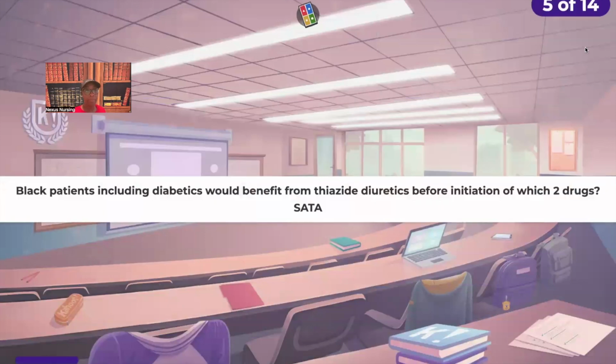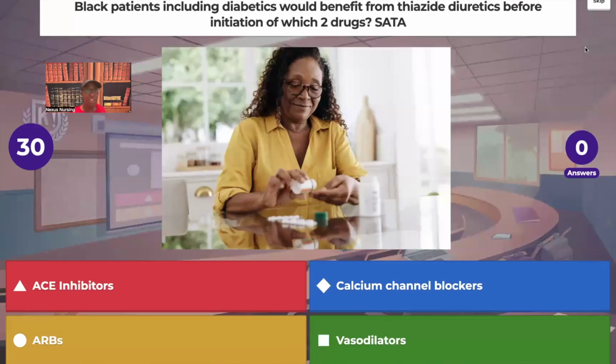Select all that apply. Black patients, including diabetics, would benefit from thiazide diuretics before initiation of two drugs. So when it comes to Black patients, they benefit more from thiazide diuretics before what other two drugs? What are those two drugs? Select all that apply. And here's what's so crazy, guys. You have to know this for NCLEX. But if you go further and decide you want to be a nurse practitioner, you're going to see this again. You can't run away from it. This is very important. You have to know it.